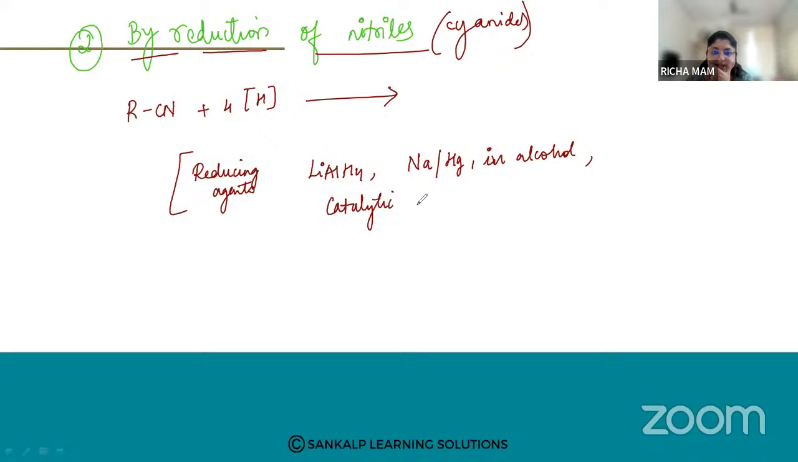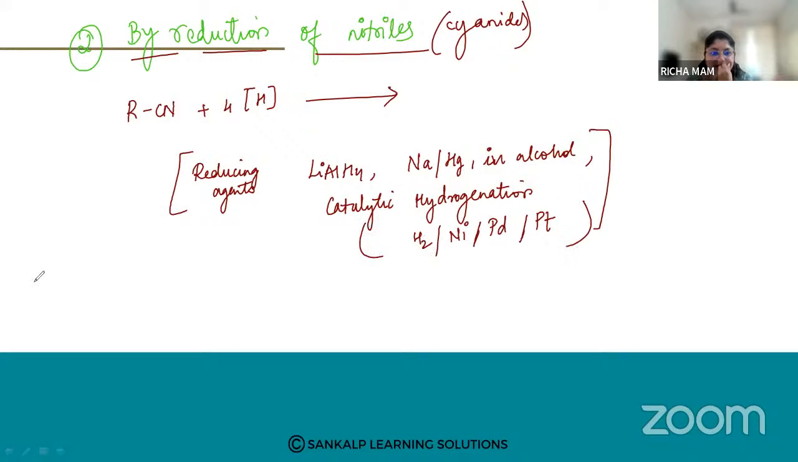So what is catalytic hydrogenation? In catalytic hydrogenation, we are making use of hydrogen in the presence of nickel, palladium, or platinum. We can use any one of these with hydrogen. These are the reducing agents which we use for reduction of nitriles, that is, from cyanides to amines. So we are going to get RCH2NH2.